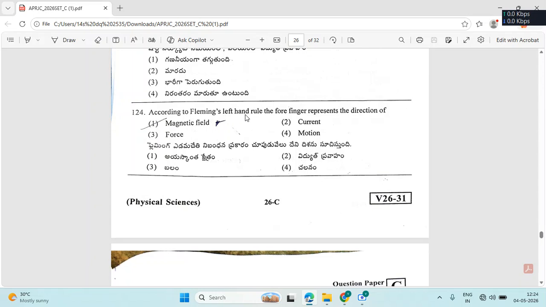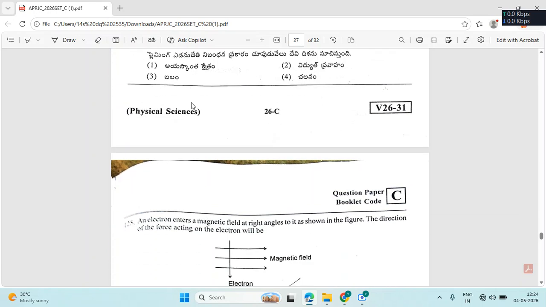According to Fleming's left hand rule, the forefinger represents the direction of: magnetic field, current, force, motion. Option 1 is correct, and the answer is magnetic field.